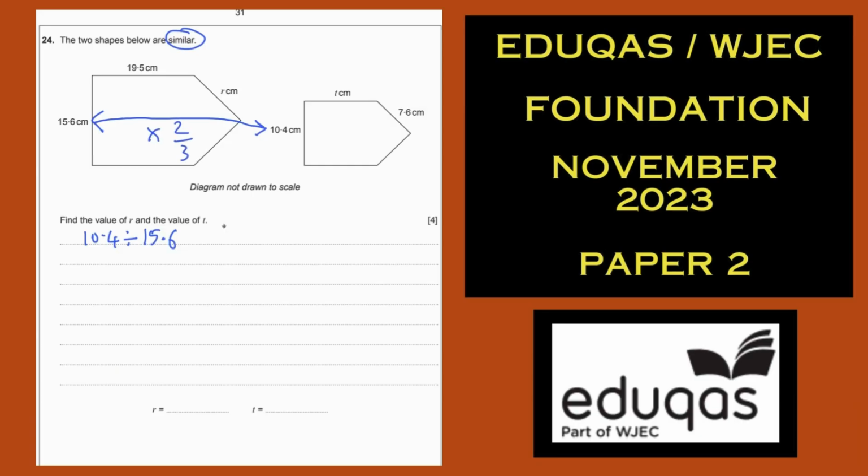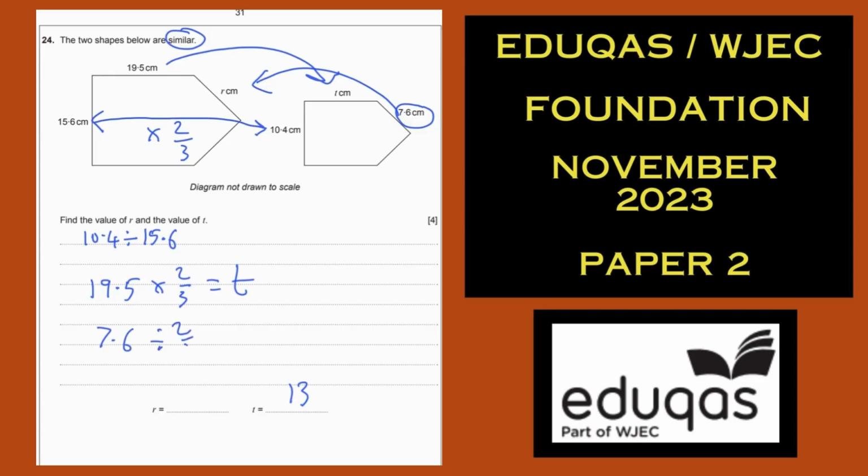So when we're getting smaller, we're multiplying by 2/3 to find t. 19.5 times 2/3 gives me t. On my calc, that gives me 13. To work backwards in the opposite direction, I need to do 7.6 divided by 2/3 to get my r. But it works out nice. It's 11.4.